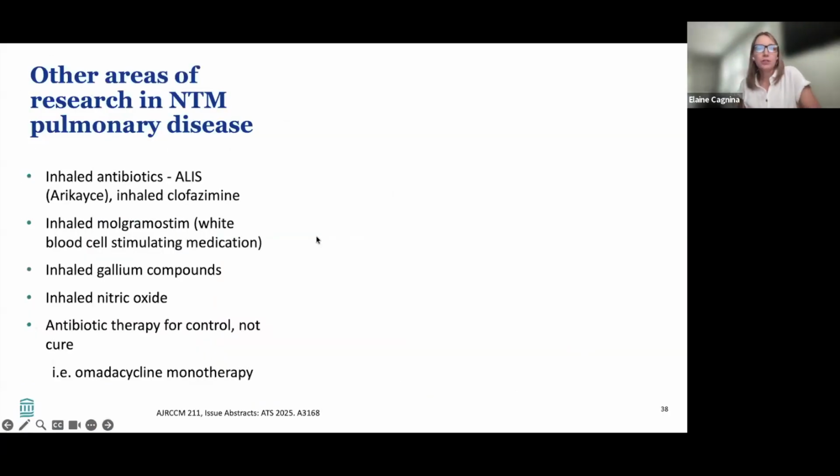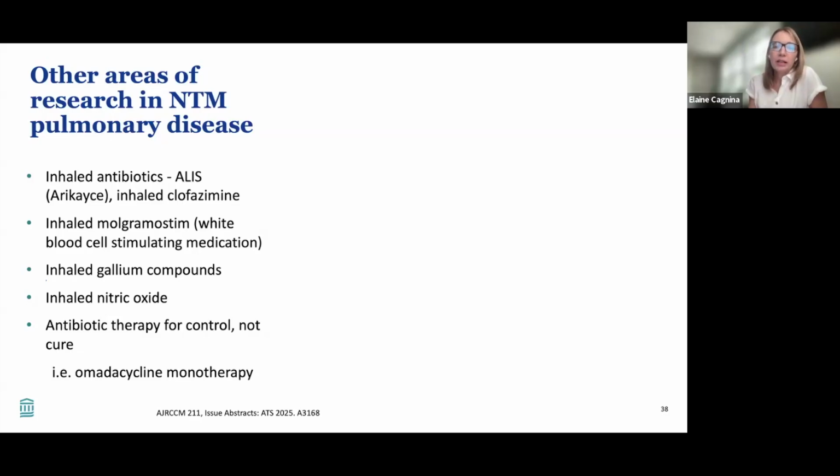And then other areas of research in NTM pulmonary disease. So again, I don't want to talk too long here, but there are other studies kind of looking at other therapies for these infections, looking at different inhaled antibiotics. So we already use something called ALIS, which is amikacin liposomal inhalation suspension. So it's essentially an encapsulated amikacin product that is better tolerated than non-encapsulated amikacin. We already use that, but they're looking at other inhaled antibiotics, including something called clofazimine.